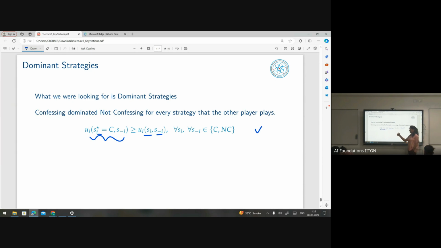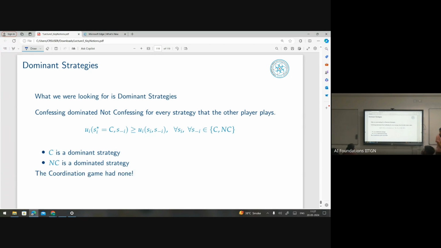So confessing was a dominant strategy, and not confessing is a dominated strategy, because there is a strategy that is strictly dominating, that gives me strictly better utility no matter what the other person is doing. So not confessing was a dominated strategy. And the coordination game really had no dominant strategy or dominated strategy.